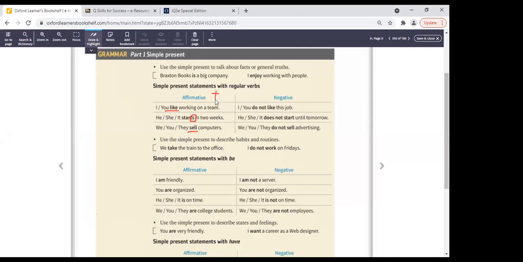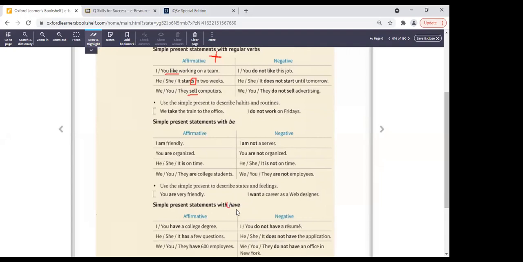Yes, Abdul Malik Mutairi. Okay, you want to add anything? Well, you can say something about the negative sentence. You can say something about have.